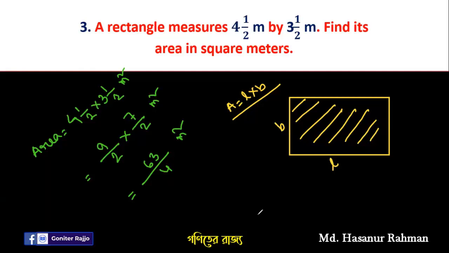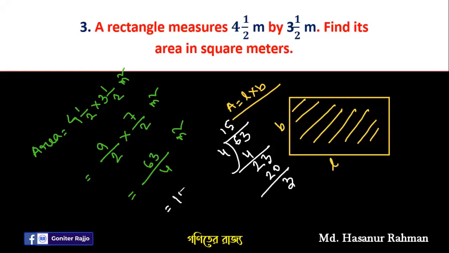And we can convert this one into mixed fraction by dividing 63 by 4. 4 1s are 4. So we have remainder, that is 2. So we have another 3 here. And 4 5s are 20. So 3 will be our remainder. At last we get our final answer 15 whole 3 by 4. So 15 whole 3 by 4 will be our final answer.